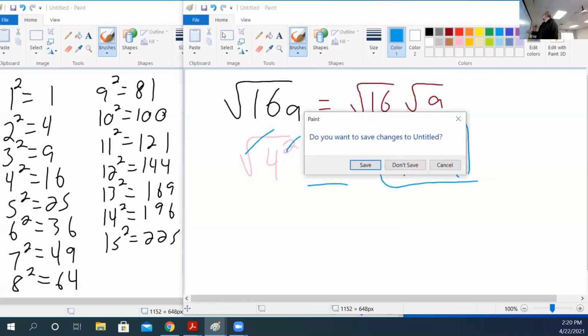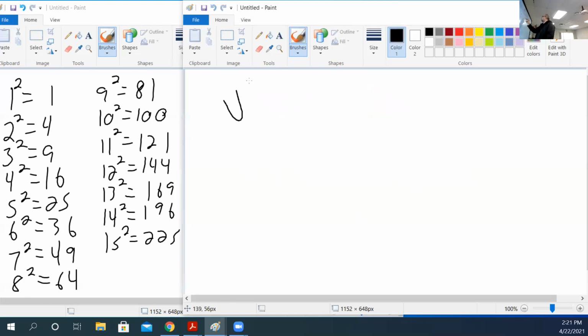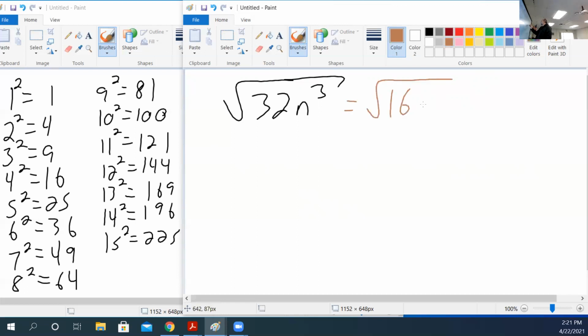You're doing good. How about the square root of 32n to the 3? All right, so we got a few pieces going on. Let's first worry about the number. So the biggest number that's a factor of 32 is 16. So we're going to have 16 times 2 is 32. And we're kind of looking for things that are squares. So remember, inside of n to the 3, that means there's 3 n's.